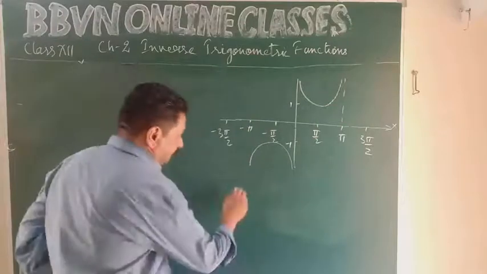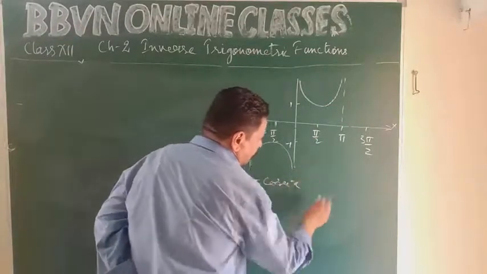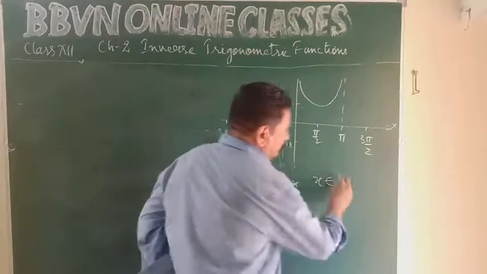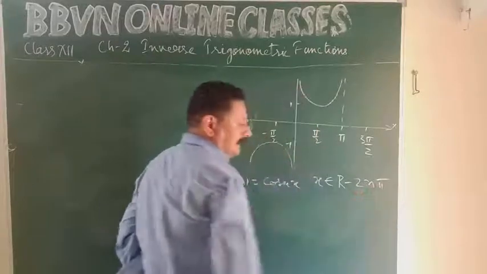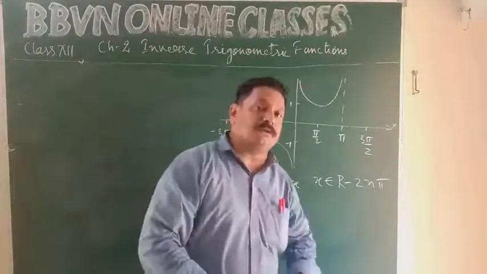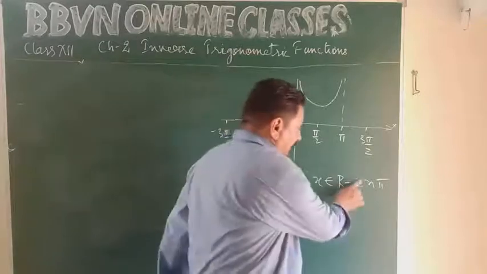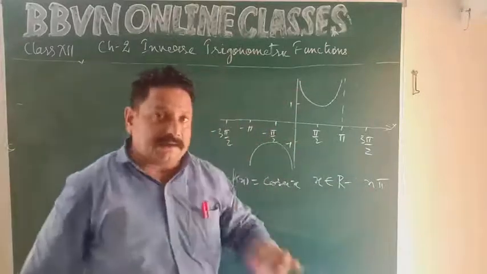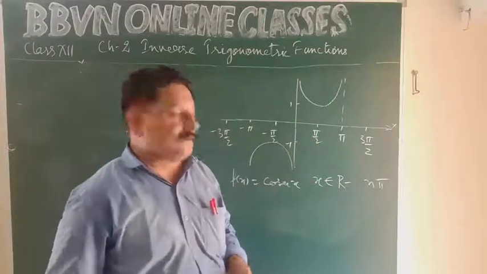Recall f of x equal to cosec x. So domain: x belongs to R minus n pi, where n is an integer. Why R minus n pi? At even multiple of 90, cosec x does not exist. So this is the domain.